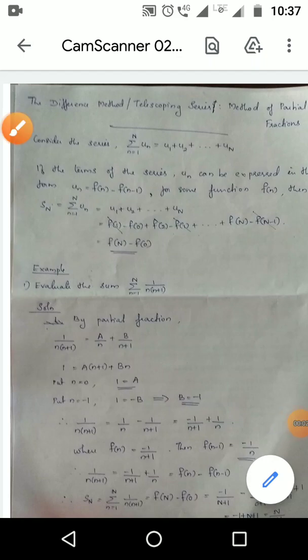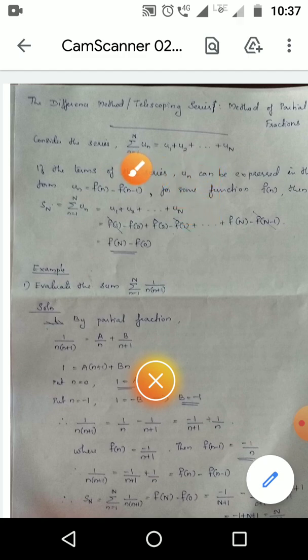Okay, now we are going to look at the topic difference method or telescoping series. Here we do the problems by using the method of partial fractions. That is why the topic is given as the difference method of telescoping series. While solving the series, we are using this method of partial fractions. So let's have a look at it.